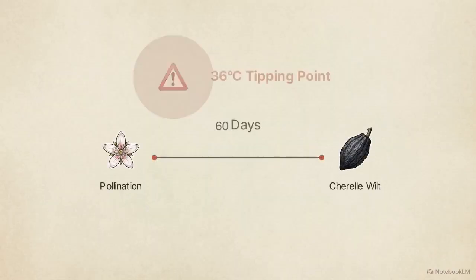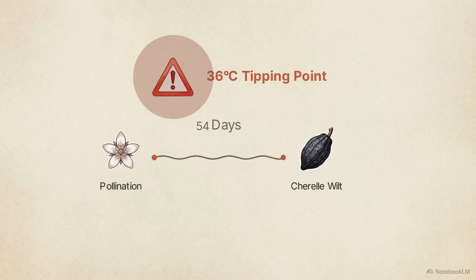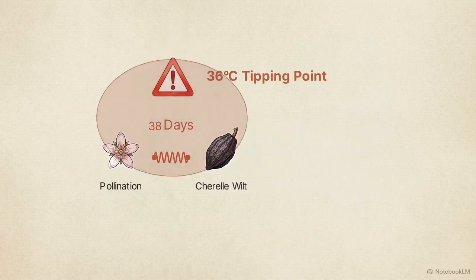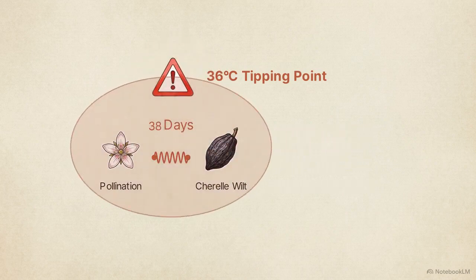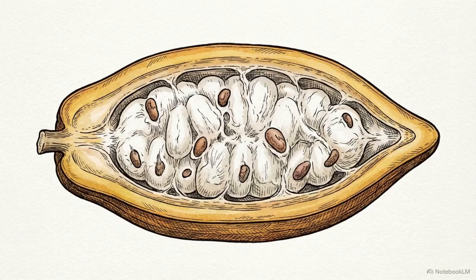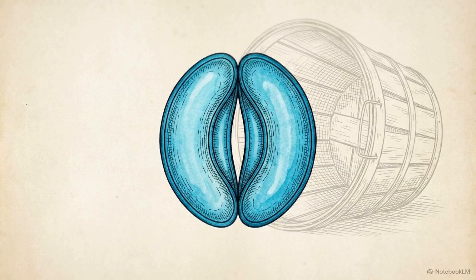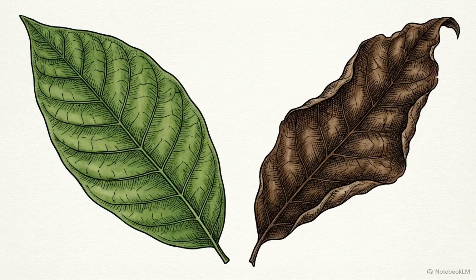Breaching the thermal tipping point drastically accelerates the timeline from initial flower pollination to the first visible symptoms of this wilt. Even the pods that do survive the thermal stress suffer heavily restricted overall growth rates, resulting in significantly reduced final bean biomass. The collapse of carbon assimilation inside the microscopic stomata directly dictates the total failure of the macroscopic economic harvest. The severe physiological response to thermal stress is not uniform across the species.